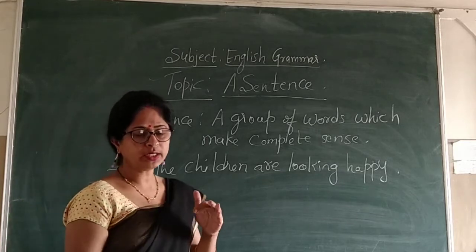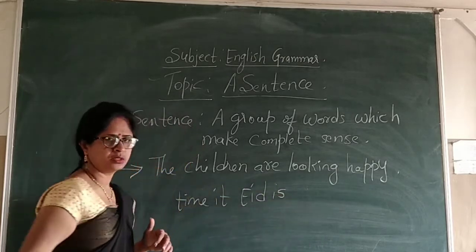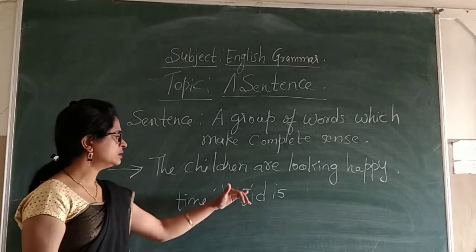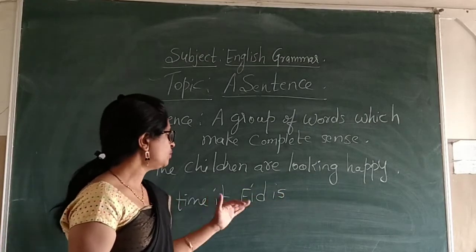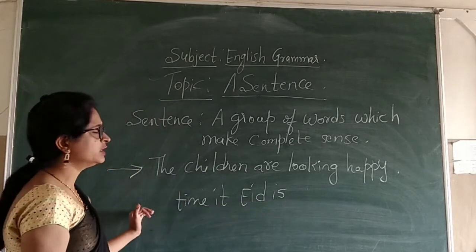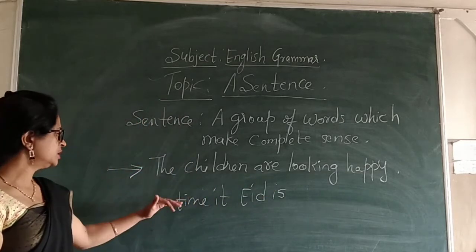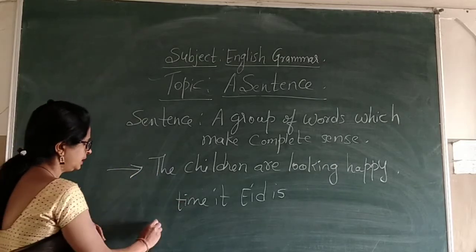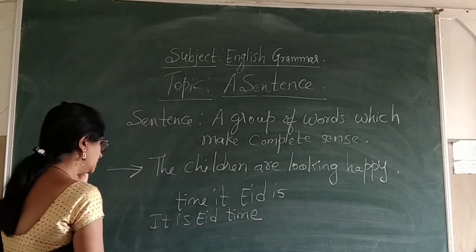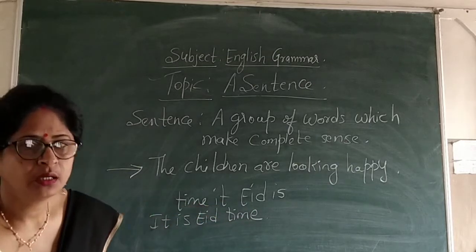Now, suppose in your book it is given: time, it, he, is. Now what do we have to do? We have to make complete sense. These are a group of words, but they are not making complete sense. So if we rearrange these words, then we will get a complete sentence. What is the correct sequence of this? Yes, it is read time, or we can say, it is read time. So this is known as a sentence.